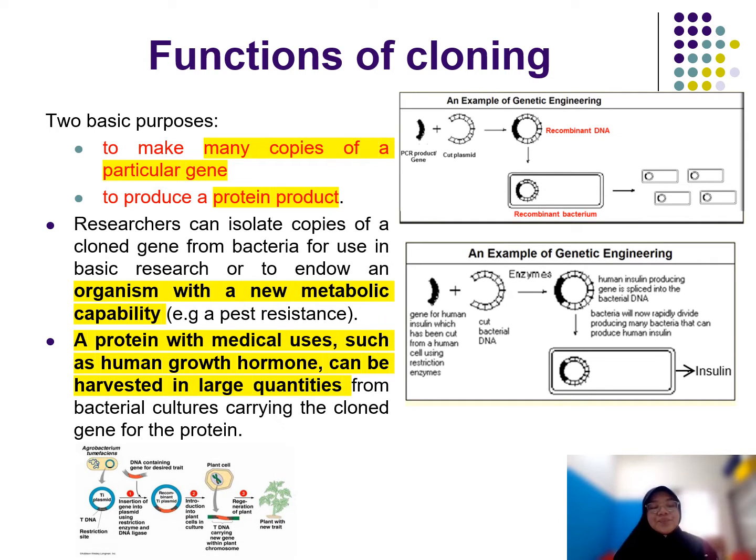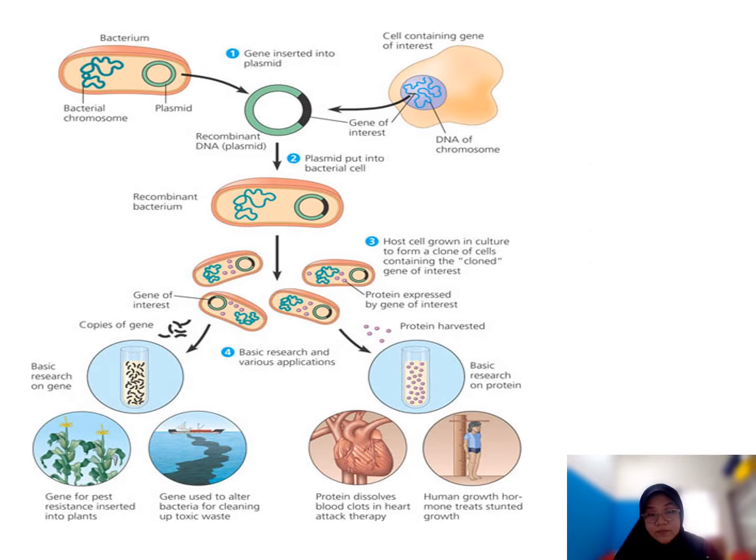Next, it can help in producing proteins with medical uses, such as human growth hormone and insulin, in large quantities by cloning the bacteria cultures in large numbers. As you can see here, the combination of the DNA then helps in the production of insulin.